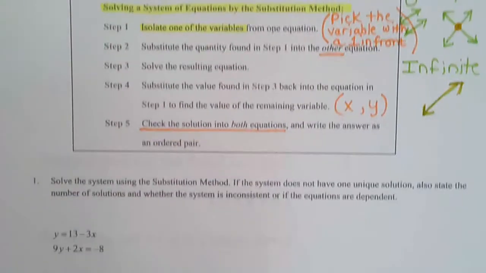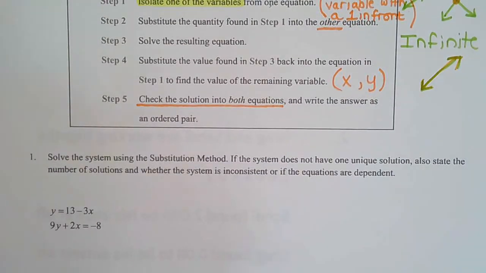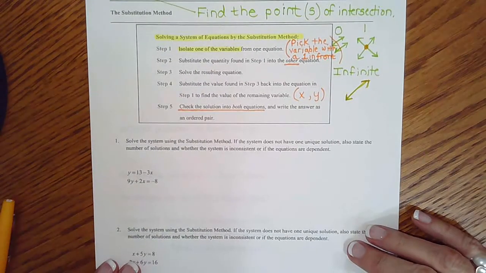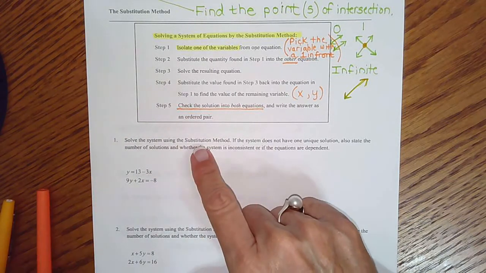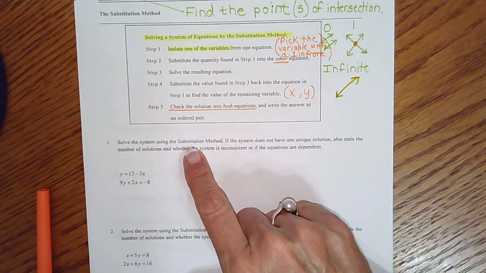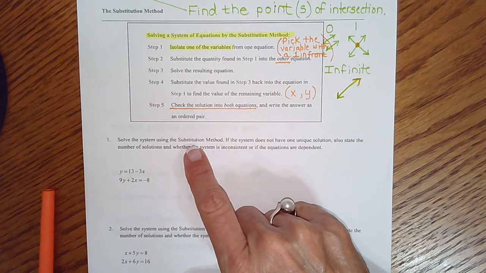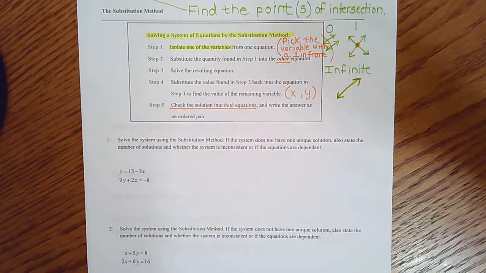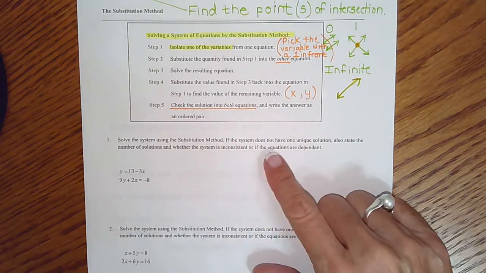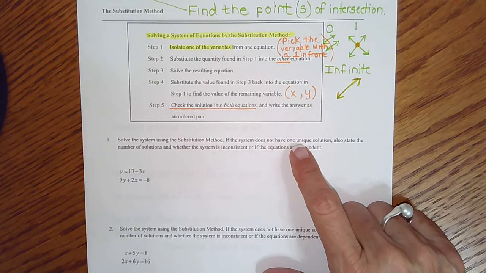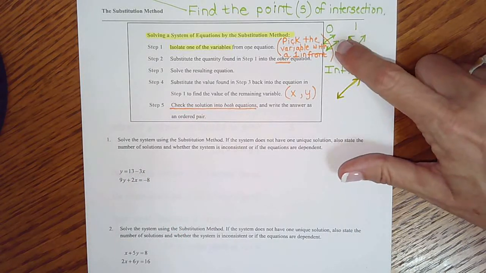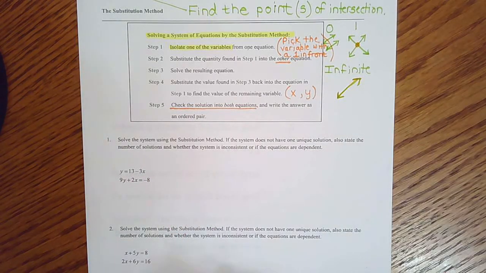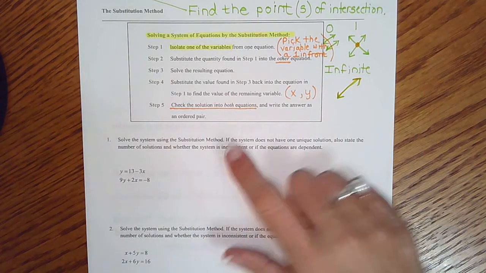Okay, so let's practice those steps here. I'm going to make the screen a little smaller so that we can see the steps. So solve the system using the substitution method, and on the test they're probably going to tell you what method to use too. And remember, I have you turn your work in, so make sure you use the method they ask for. If the system does not have one solution, state the number of solutions, so it's either going to be 0 or infinite, and whether the system is inconsistent.